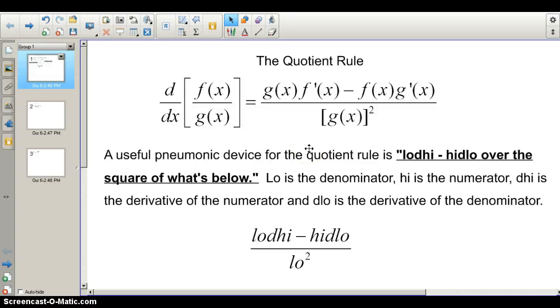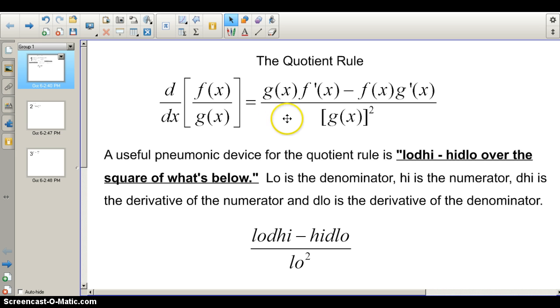Hello again, everyone. Right now we're going to take a quick look at the quotient rule. The quotient rule is used if you want to find a derivative of a quotient of two functions. The quotient rule says the derivative of f of x over g of x is equal to g of x times f prime of x minus f of x times g prime of x over g of x squared.